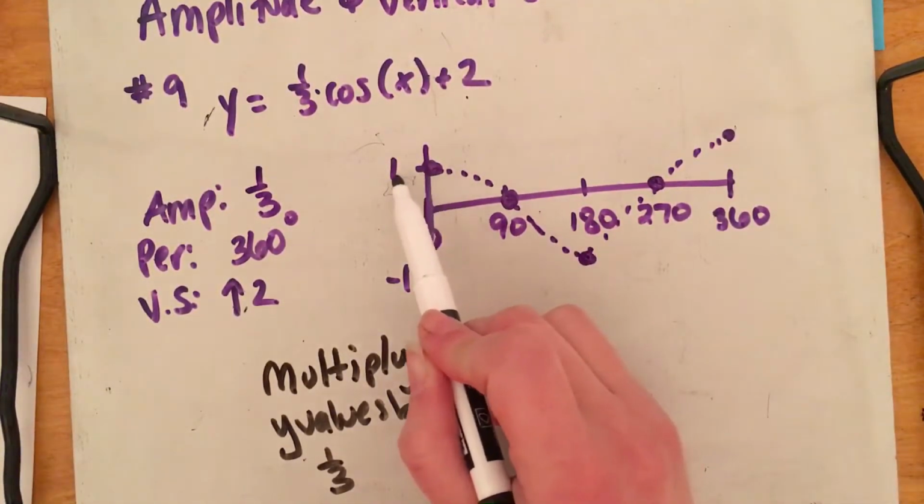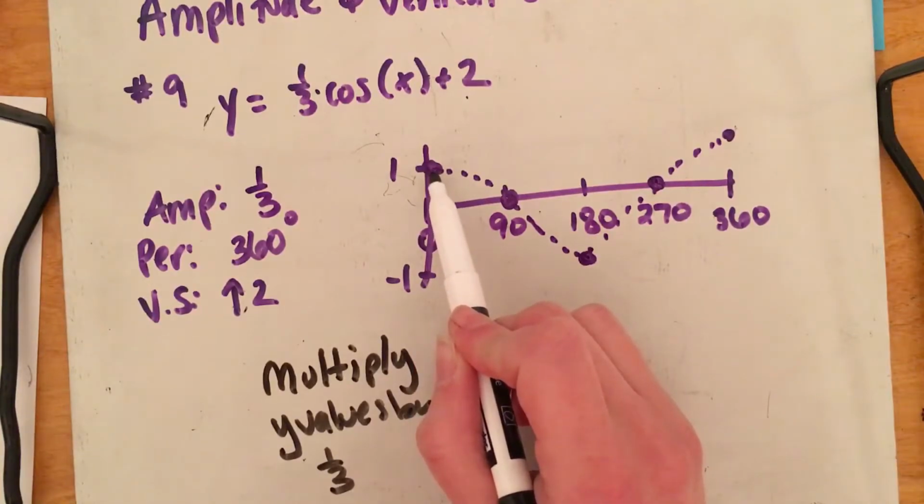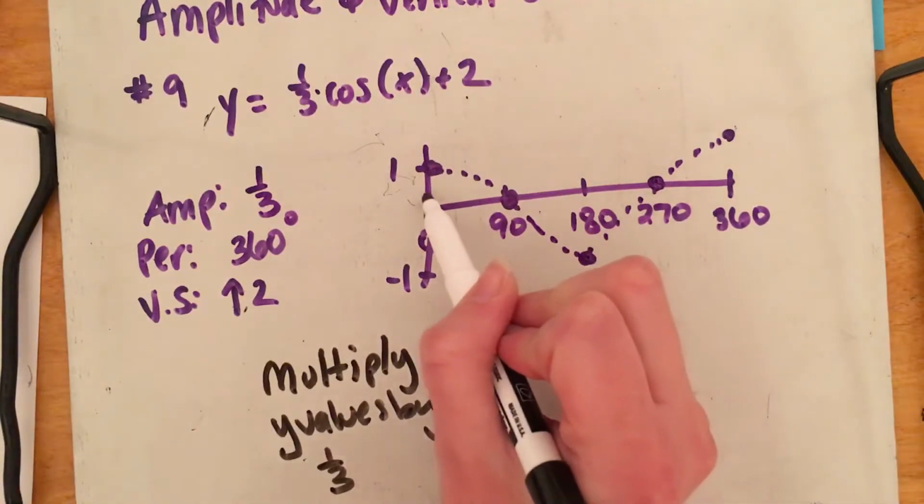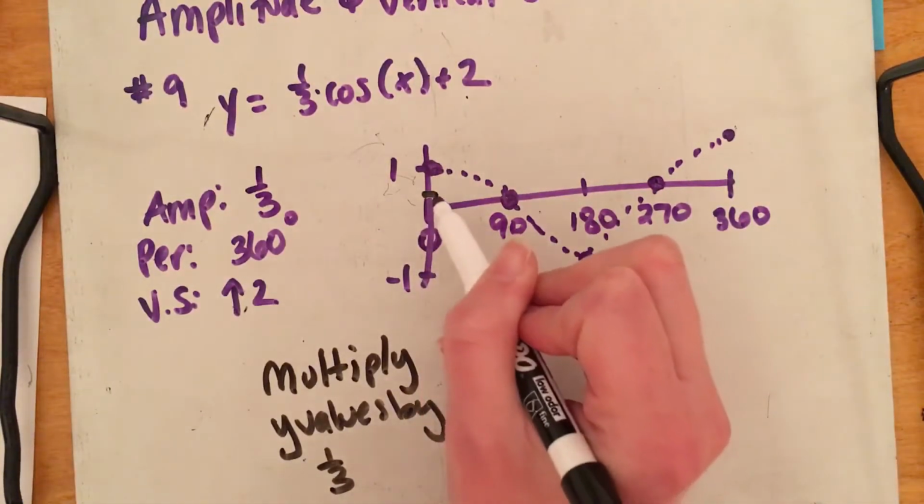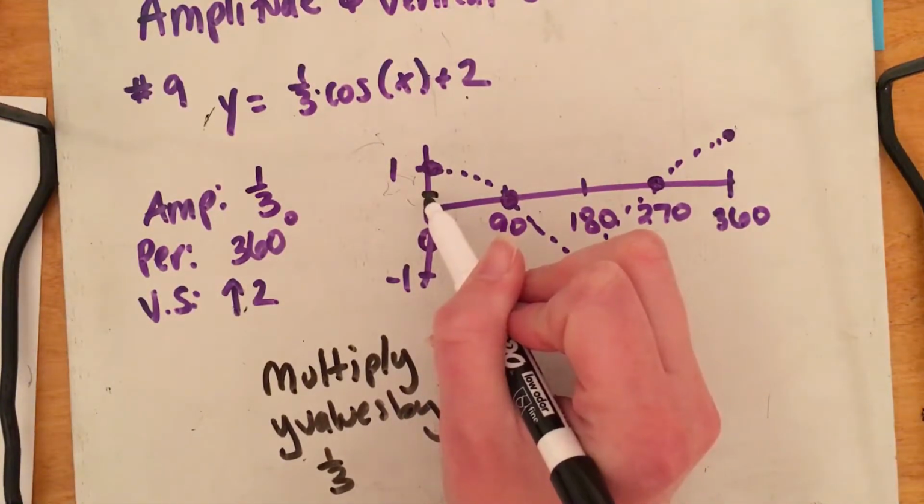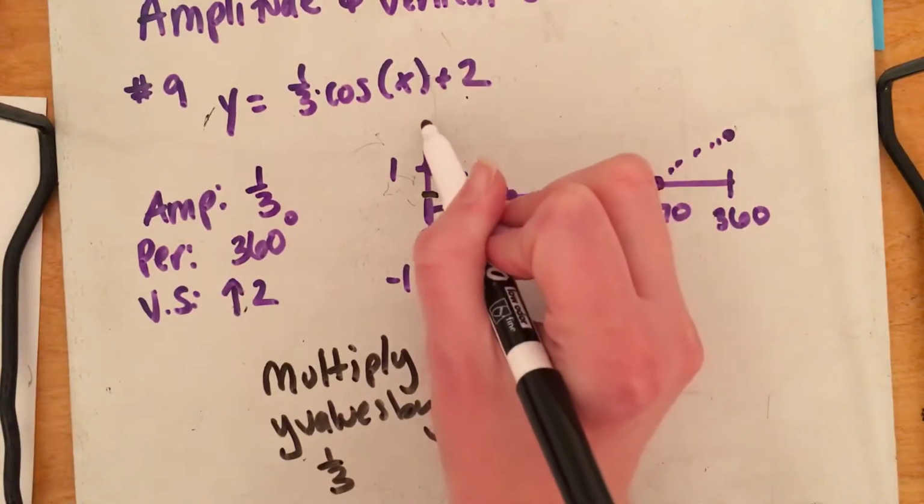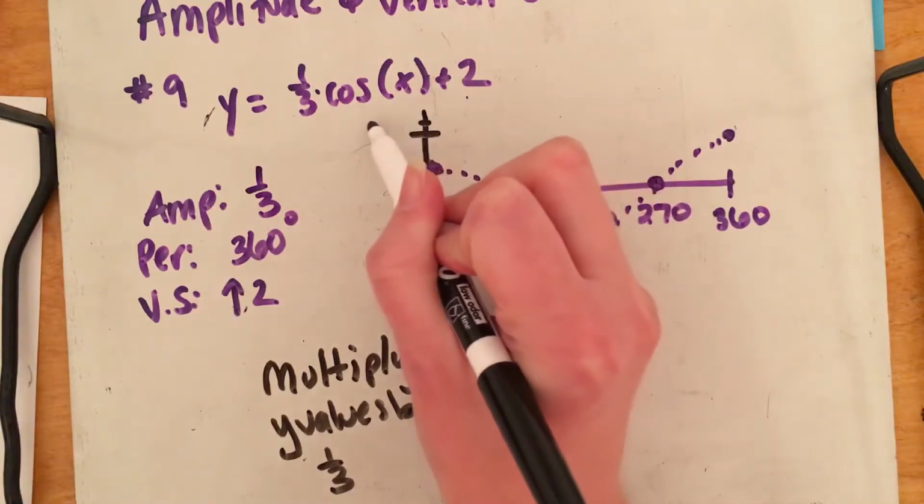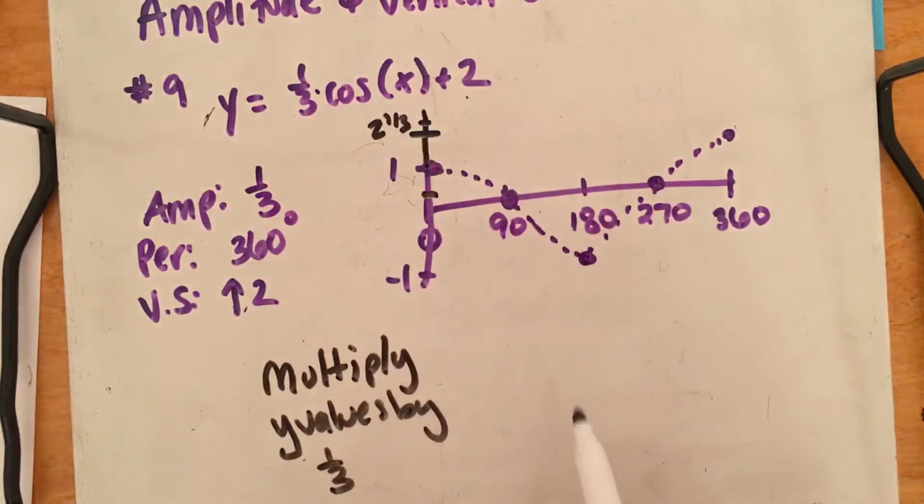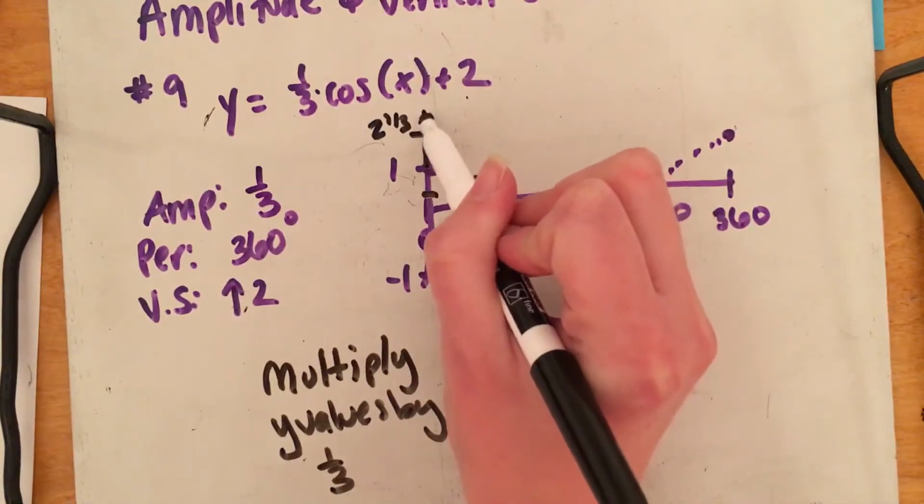So 1, that's the height right here. 1 times 1/3 takes me to only 1/3. I'm going to add 2 to that. So this is right now 1/3 plus 2. 1/3 plus 2 is 2 and 1/3. So we've got 2 and 1/3 right there. So this one is going to move up to here.